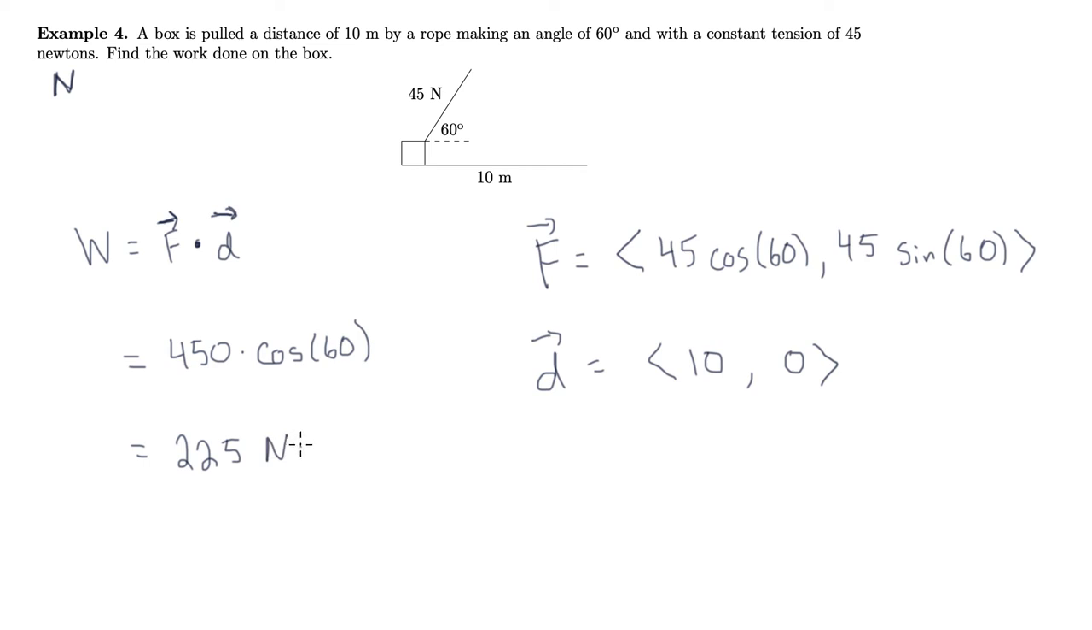And the units are Newton meters, so force times the distance. And this is what's sometimes called a joule, or denoted J. But I mean, this is in a physics class, so yeah, 225 is the work done, and the units are in joules, or Newton meters.